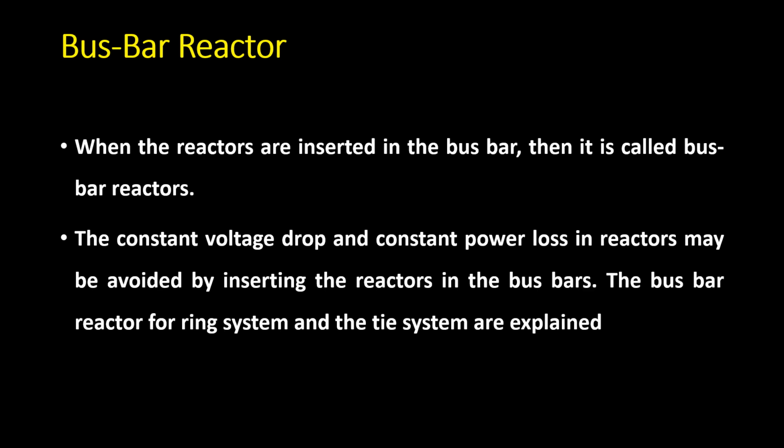So to avoid that, we are having bus bar reactor. When the reactors are inserted in the bus bar, then it is called bus bar reactors. The constant voltage drop and constant power loss in reactors may be avoided by inserting the reactors in the bus bar. The bus bar reactors for ring system and tie systems are discussed here.